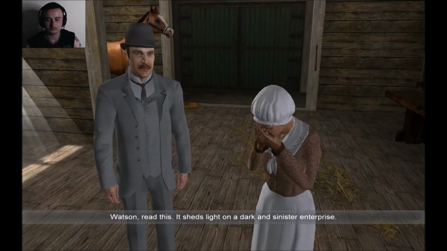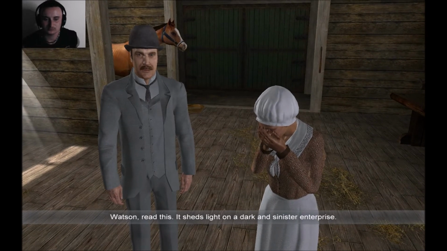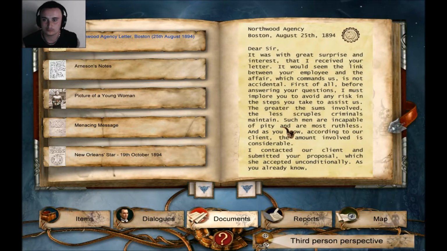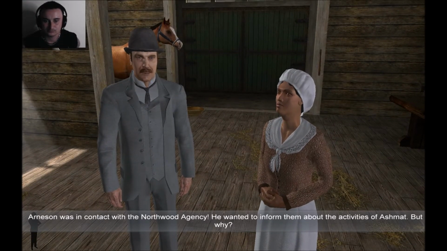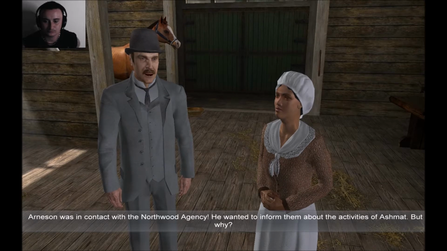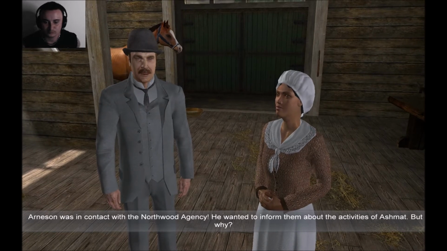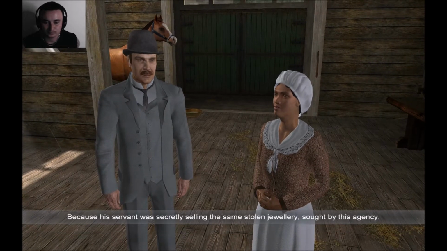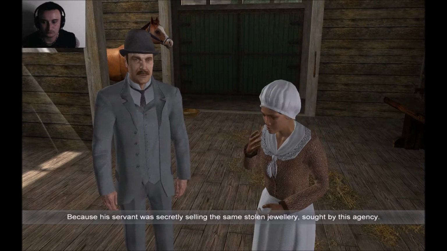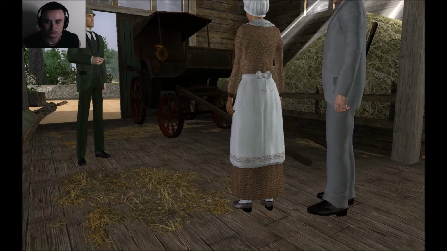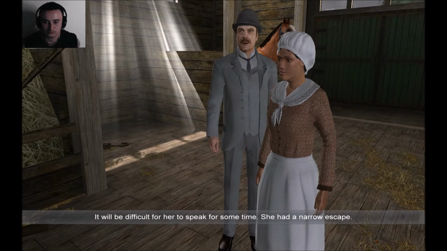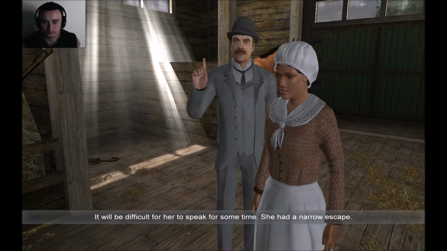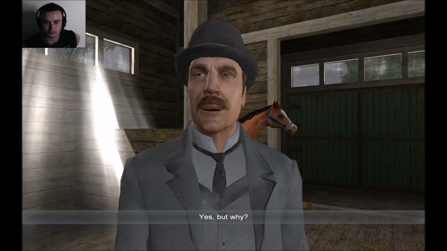Watson, read this. It sheds light on a dark and sinister enterprise. We already read it. Arneson was in contact with the Northwood Agency. He wanted to inform them about the activities of Ashmat. But why? Because his servant was secretly selling the same stolen jewelry sought by this agency. How is she, Watson? It will be difficult for her to speak for some time. She had a narrow escape. Can she walk? Yes, but why?